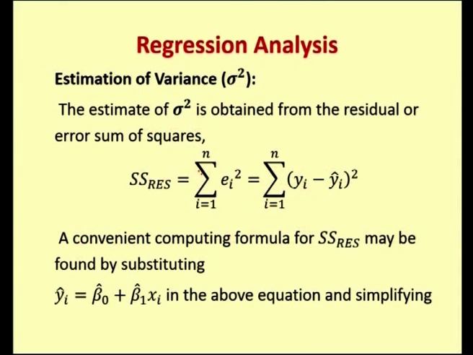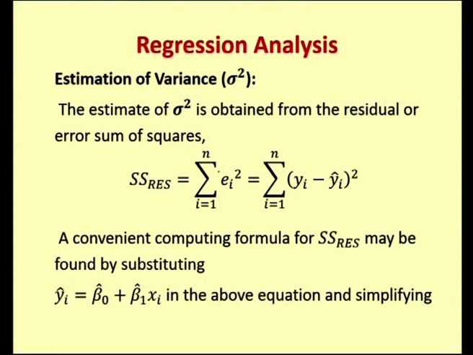Now, we will see the estimation of variance sigma squared. The estimate of sigma squared is obtained from the residual or error sum of squares. The residual or error sum of squares is denoted by SS RES. So, SS RES is nothing but the residual error sum of squares, which is summation over i equal to 1 to n e_i squared, and it is actually the difference between the estimated value and the actual value. So, summation over i equal to 1 to n of y_i minus y_i cap, the whole squared.